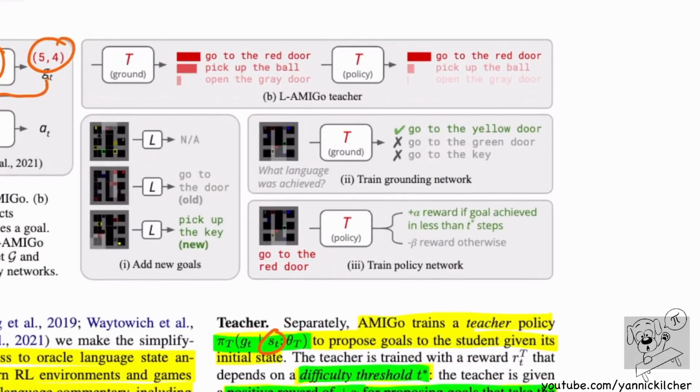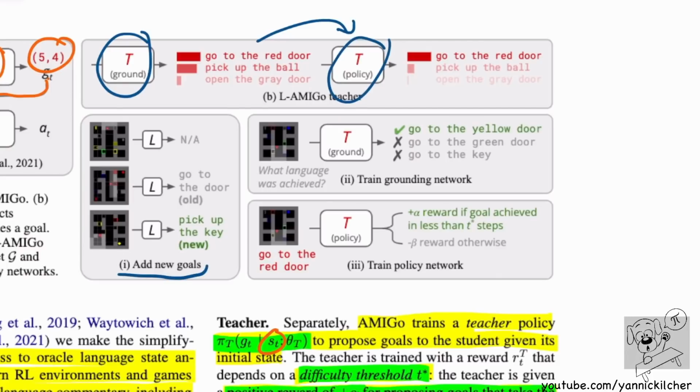But if it works with the extra loss, then okay. Here you can see again we have the AMIGo teacher. First it asks the grounding network what is even possible in this environment. Then that is relayed to the policy network, or multiplied by the output of the policy network. The policy network predicts goals that the student in its current state could reach, but not under the threshold.